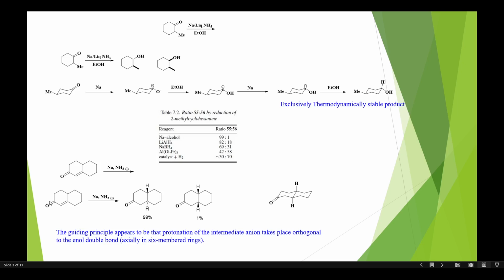But in these cases, as we are using sodium and liquid ammonia, you can reduce that double bond. Why won't the keto group be reduced to the corresponding alcohol? Why only the alkene will be reduced? Why not the keto group? Anyone?